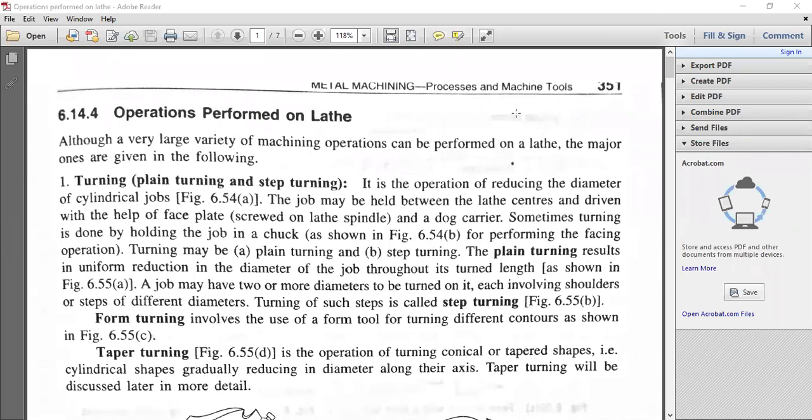Where will be the faceplate? The faceplate will be screwed on the lathe spindle, and we have a dog carrier also. I'll show the diagram, but just listen now. Sometimes turning is done by holding the job in a chuck. We'll see the diagram also, because for performing the facing operation, it is not the diameter end, it is the face end of the job. So you have to know the difference between the facing and turning operation.